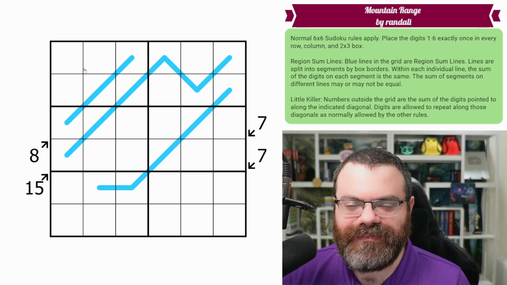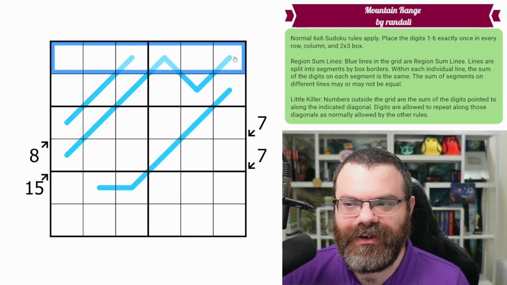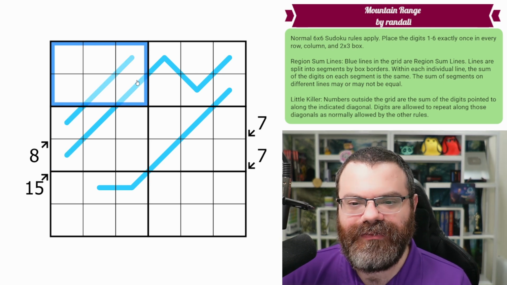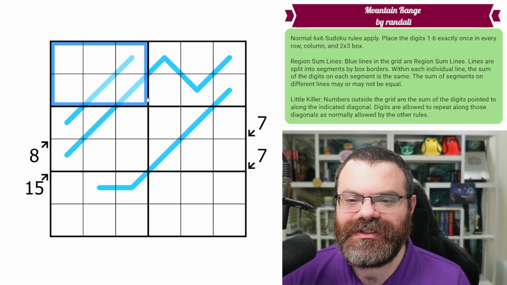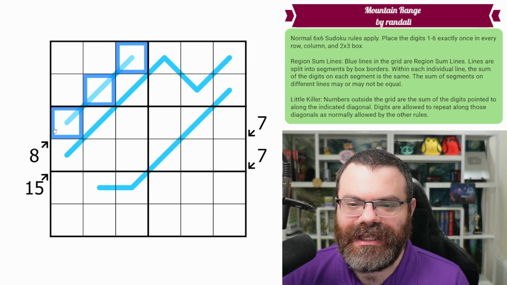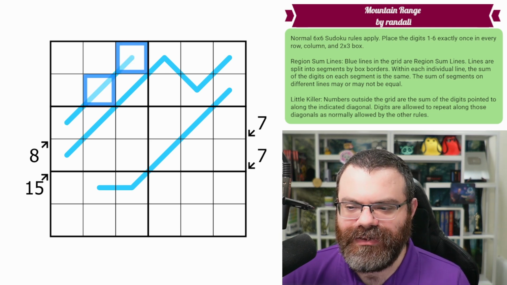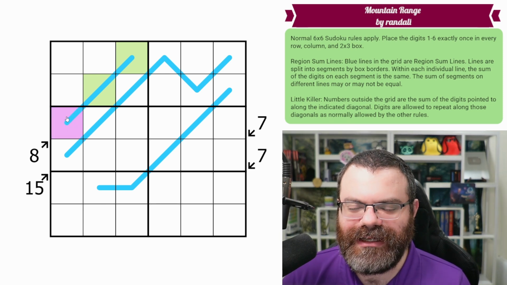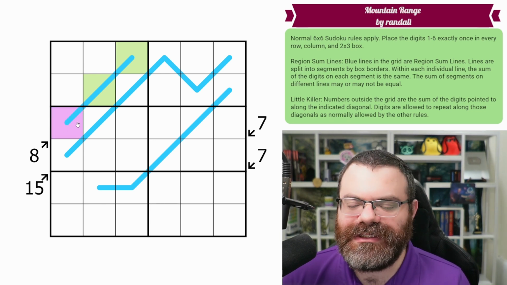We have normal 6x6 Sudoku rules, meaning in every row, every column, and every 2x3 box, we are placing the digits 1 to 6 exactly once each. We also have region sum lines in the grid. The way to think about these is the line is segmented when it crosses a box border. So these two cells are one segment, and this purple cell here is a second segment. A segment can be one cell long.